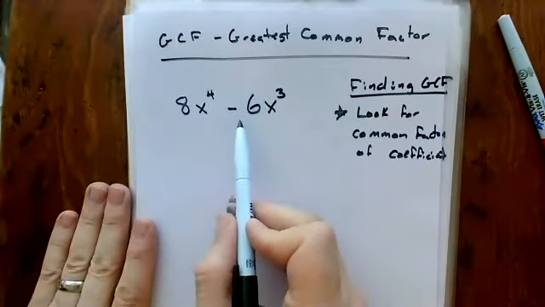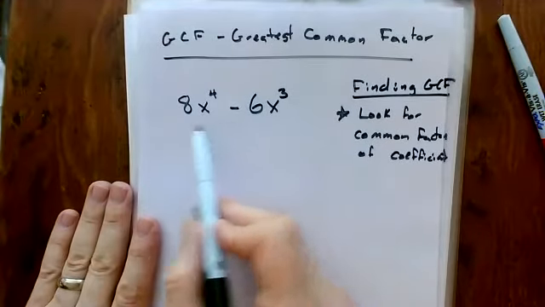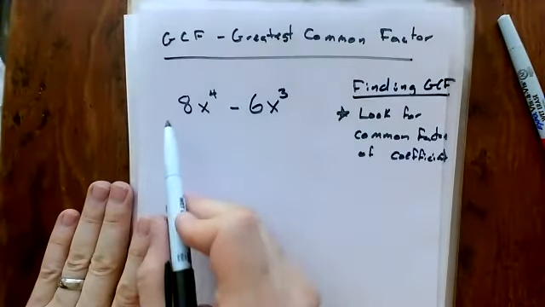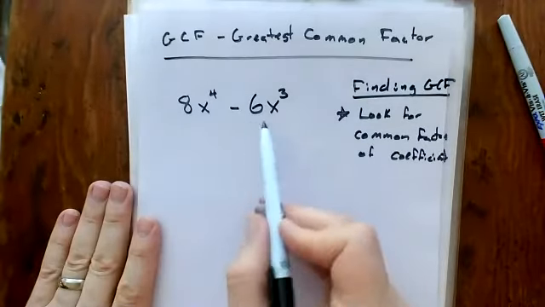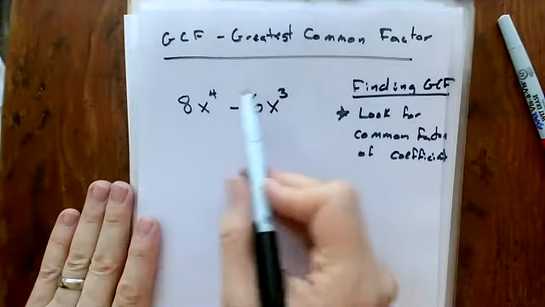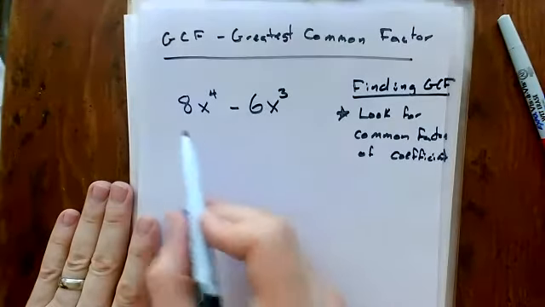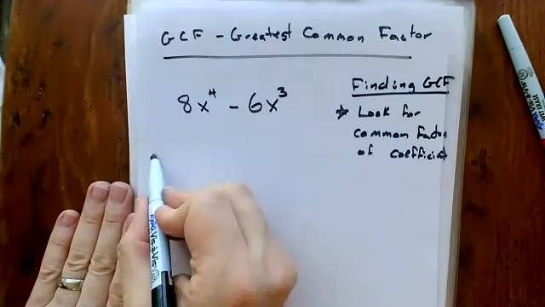And it's probably a good idea to ask, is there anything bigger that will go into these? I can divide this by 2. I could divide this by 3, but I can't divide this by 3. I could divide this by 4, but I couldn't divide this by 4. So literally, my greatest common factor for my coefficients is going to be a 2.